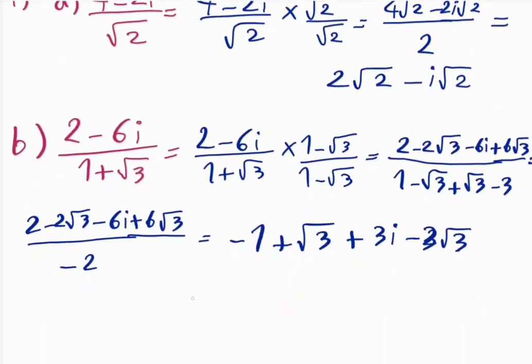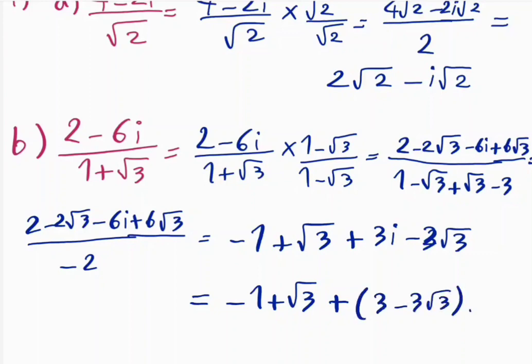And we can write this in this form: minus 1 plus root 3, which is our real part, plus i times, or let's write it this way, (3 minus 3 root 3) times i, because this is the general form a plus bi.